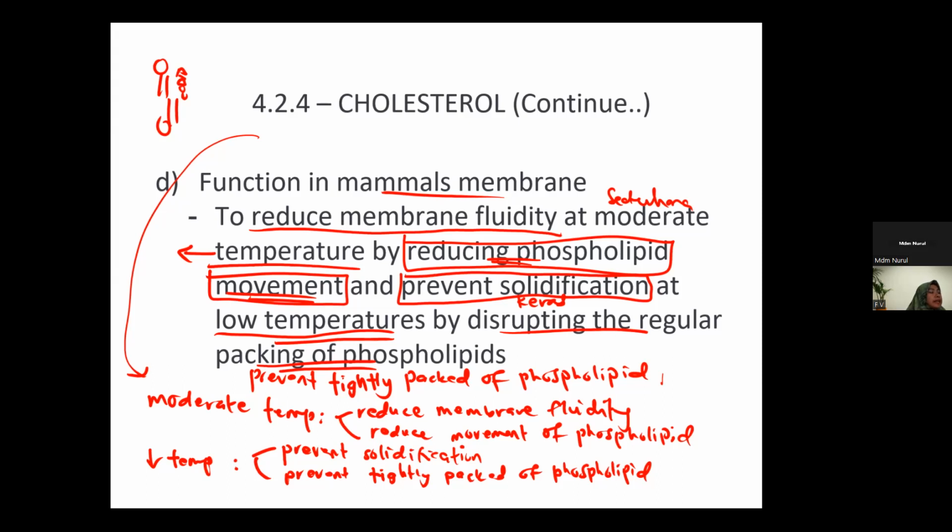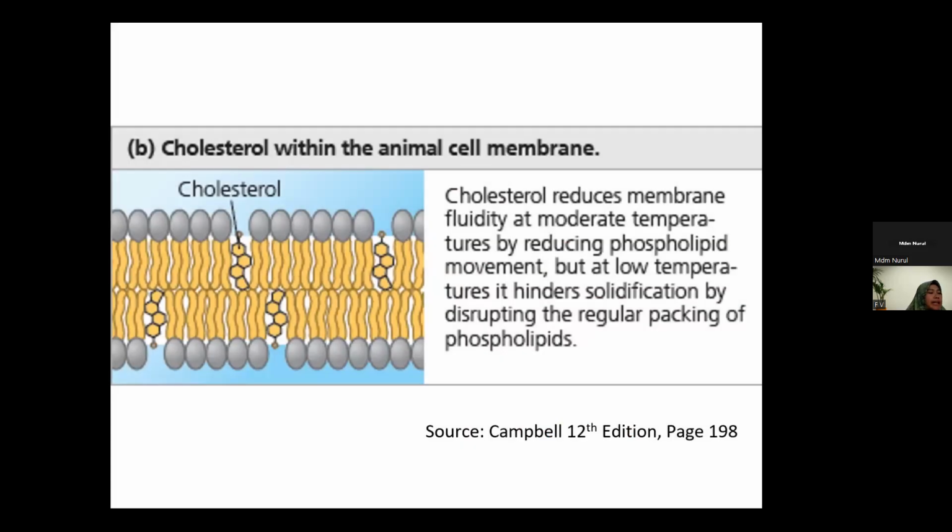Okay, right. So that is the function of cholesterol. You can see the picture again and again. You can find this picture in textbook page 198 or in your notes. Is this picture there? If not, it's the same. So this is cholesterol in the membrane. If the question asks, what is the function of X in the membrane? The answer is: reduce membrane fluidity at moderate temperature, and hinder solidification at low temperature. Hinder means prevent. So it is the same as our notes.